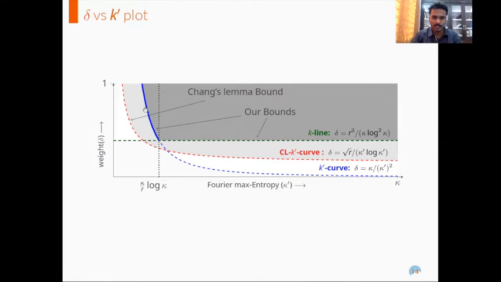As you can see from this picture, the green line and the blue curve together subsume the red curve. So in this sense, our bounds are better than the Chang's lemma bound.